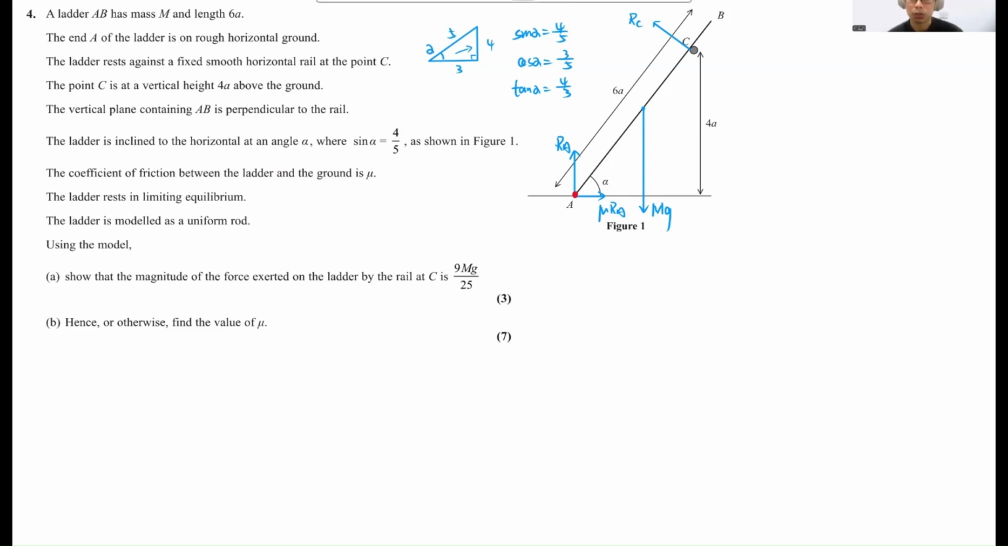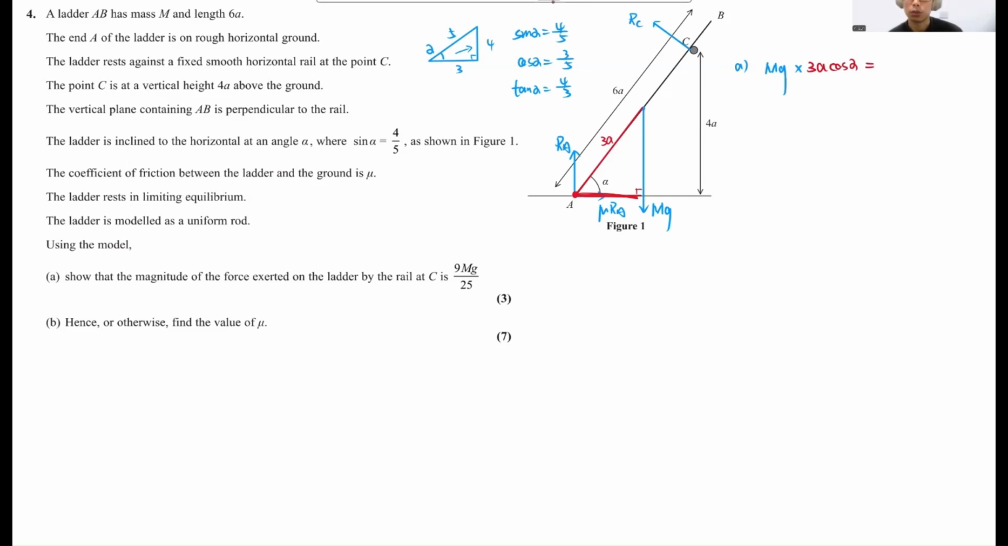So let's set up the equation. For mg, which goes in a clockwise direction, the moment is the force times the shortest distance. The shortest distance from point A to the force would be this distance. This is a right-angled triangle, and we know the center of mass is right in the middle. So this is 3a. To work out this shortest distance, we can just do 3a times cos alpha, because that is the adjacent.